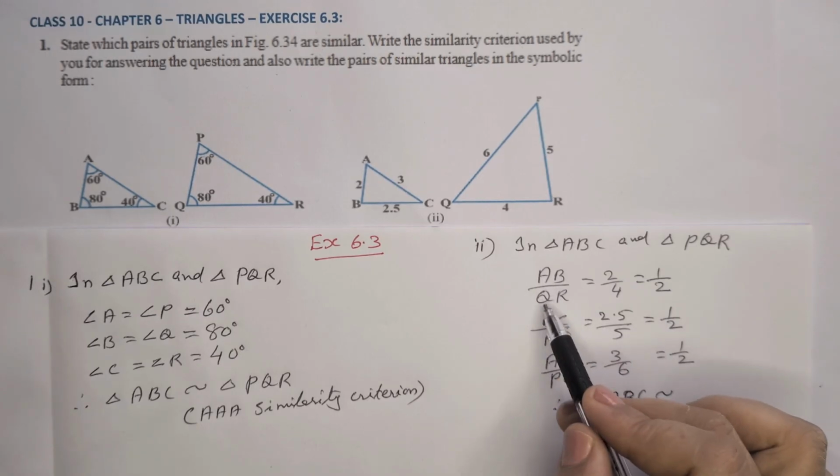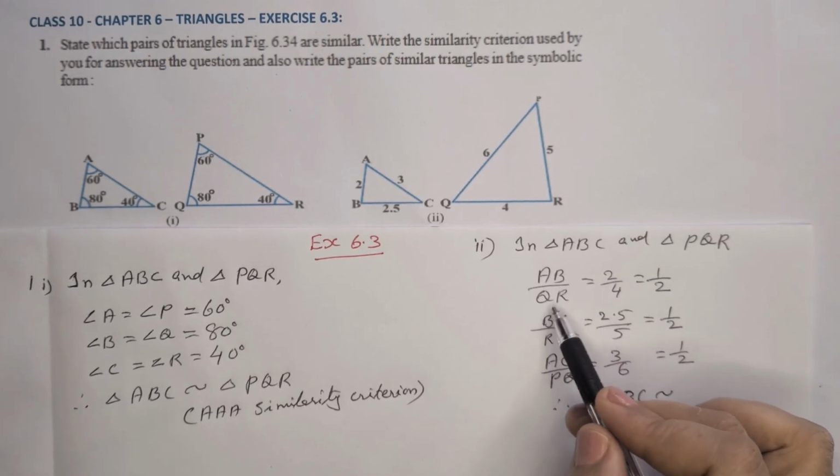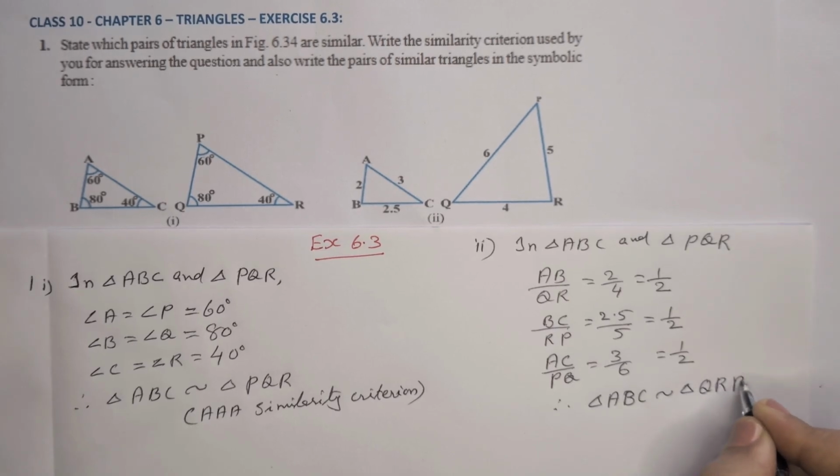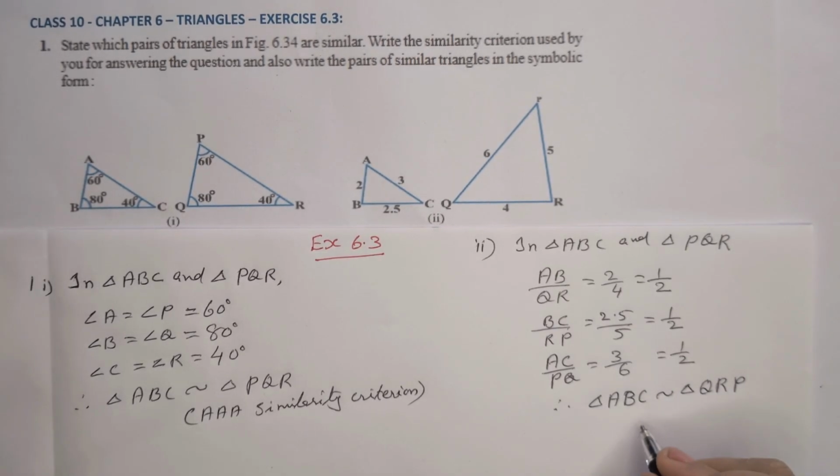So we can write first one triangle ABC, same way, and corresponding sides we have to take. AB corresponding to that, here is coming QR. So we have to write triangle QRP. ABC similar to triangle QRP using SSS, all three sides similarity.